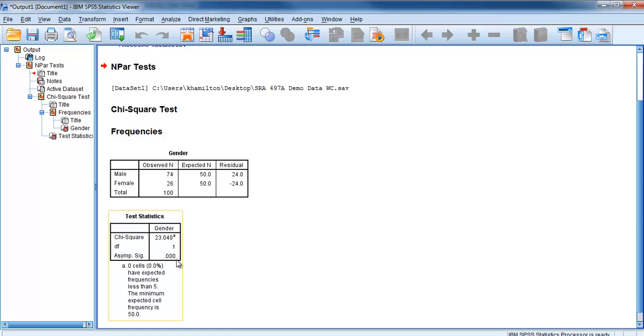On inspecting the frequency table, we can see that there are 74 male students in the class compared to only 26 female students. Based on our analysis, it is safe to state that the number of male to female students is larger than we would expect by chance.